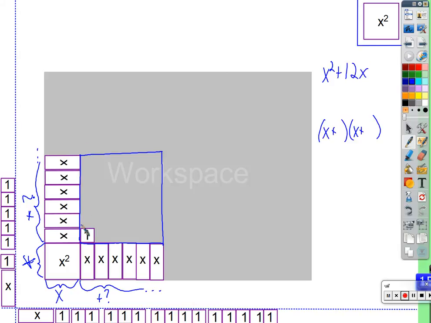It'll be 36. 36, this side is 6, this side is 6. How many are going to fit in there? Well, just the area of this region here, 6 multiplied by 6, because 6 of them go along here. And we're going to have 1, 2, 3, 4, 5, 6 of those towers of 6.